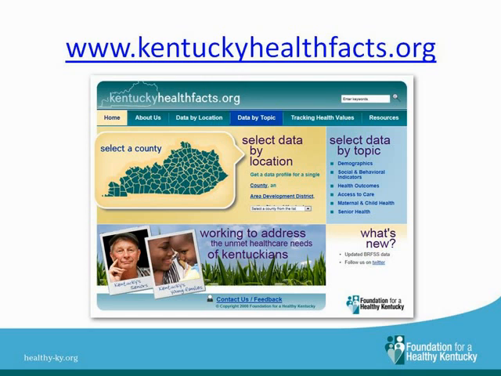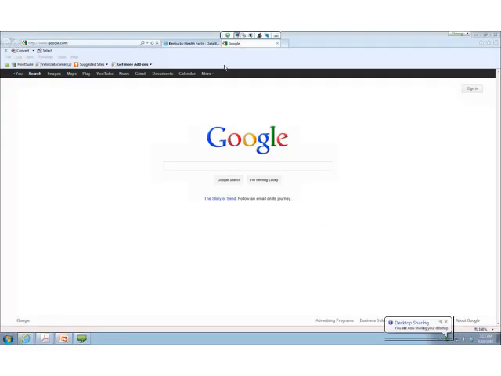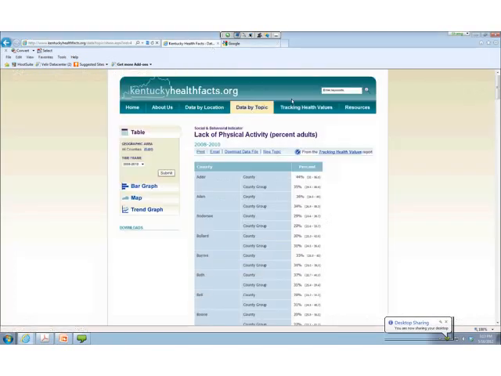So that's kind of my introductory spiel, but it's not the meat of the website. So let's look at the meat of the website. And hopefully I can share my desktop with you all here, and you'll be able to see this in the real world. Oh, good. That's not the Kentucky Health Facts website. I was playing with it.